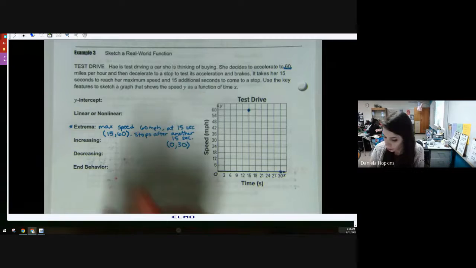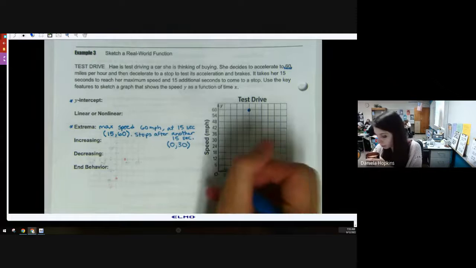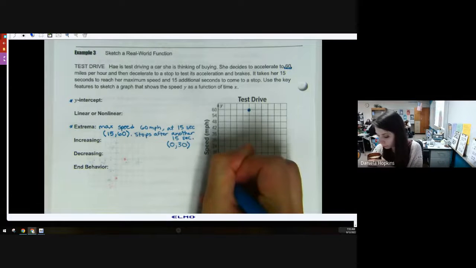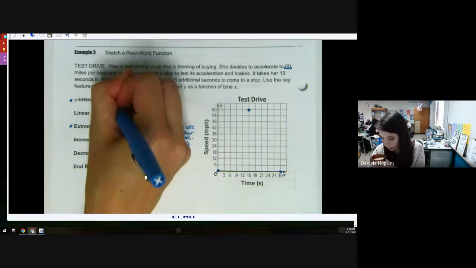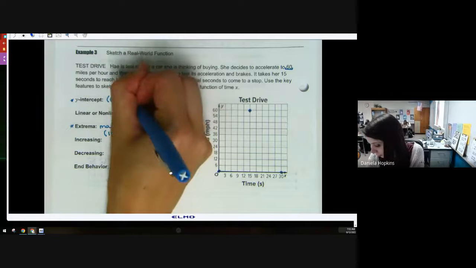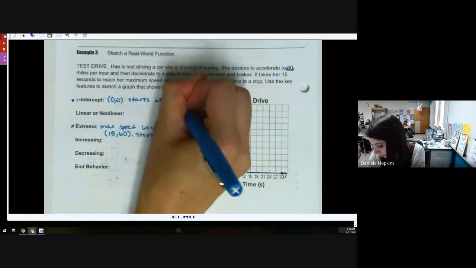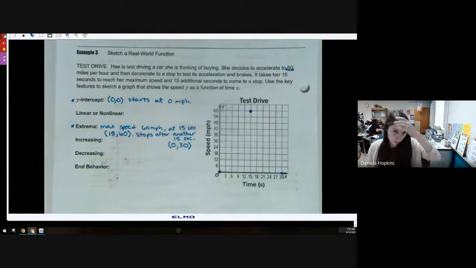Here's a question. The y-intercept, what does she start at? At 0 seconds, what should her speed be? Unless she's like an action hero. 0, right? We generally don't jump into moving cars. So our y-intercept should be at 0, 0. She starts at 0 miles per hour, because that's what normal people do.